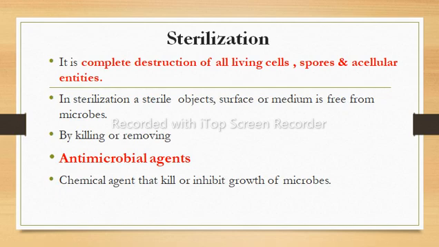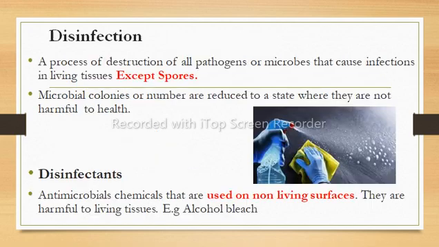Then we have antimicrobial agents. These are chemical agents that kill or inhibit the growth of microbes. As we know, sterilization is the complete destruction of all forms of microbes and spores, while disinfection does not cause complete destruction because vegetative cells are killed by disinfection while spores are not killed. That's why disinfection does not cause complete destruction. Microbial colonies or numbers are reduced in disinfection to a state where they are not harmful to health. Disinfectants include formaldehyde, glutaraldehyde, hydrogen peroxide and iodophors.